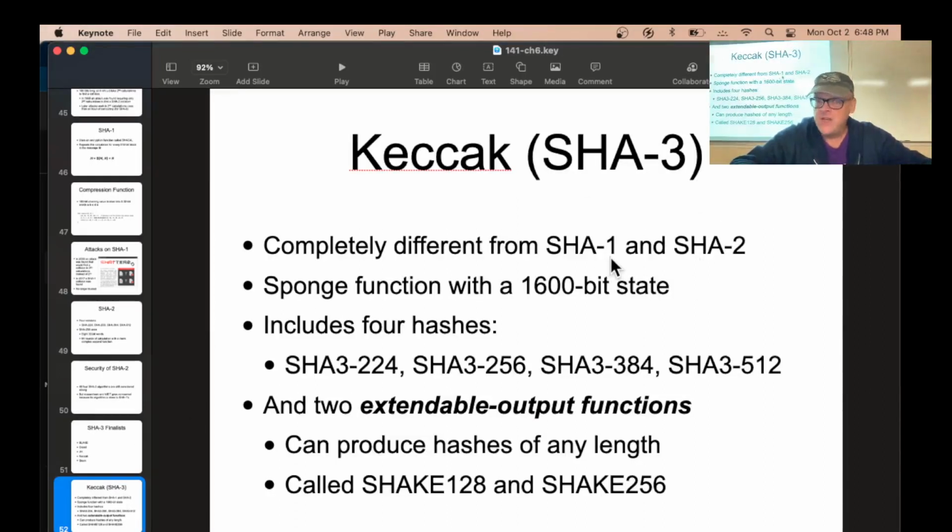It's completely different. It's a sponge function, like we say, this step of absorbing the data and then a step of squeezing out the hash. And it has 2 extendable output functions too, called SHAKE128 and SHAKE256, that can produce the hash of any length. Since they had this sponge process, they can just squeeze out as many hash bits as you want.